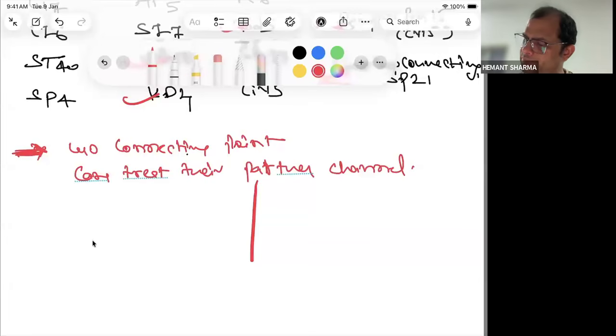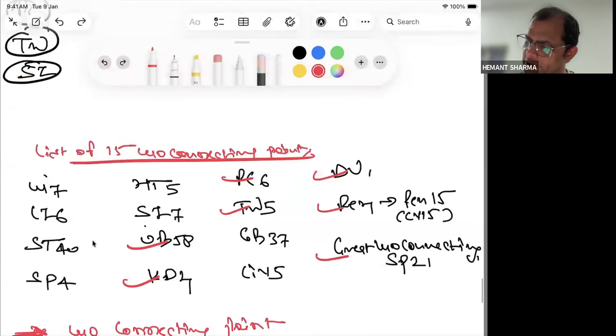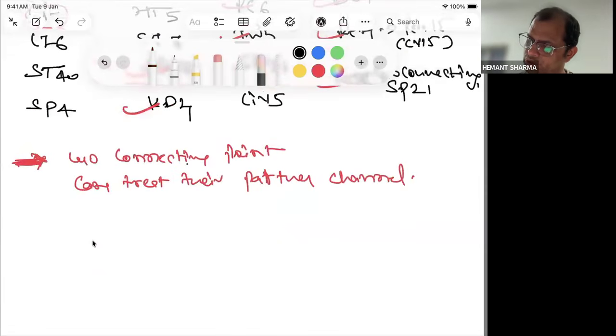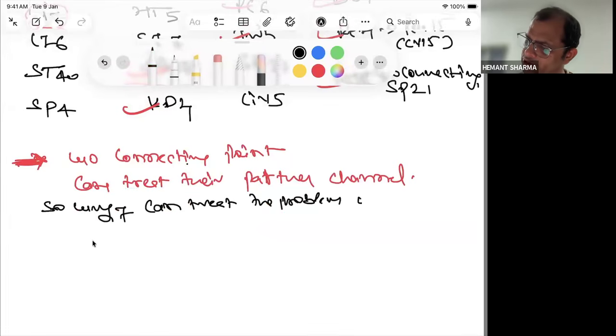For example, lung 7 can treat the problem of the large intestine. If there is any problem in the large intestine, lung 7 can treat it, for example constipation or any bowel problem.